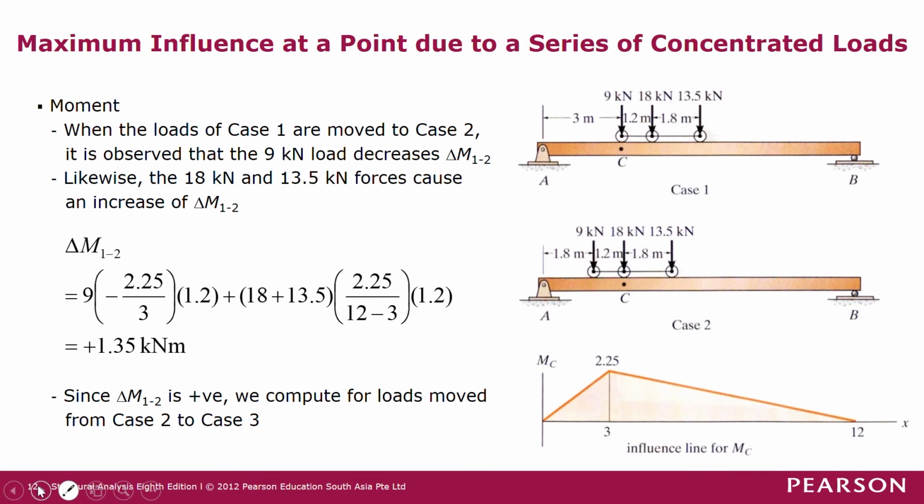so let's see what happens when we move from case 1 to case 2. Case 1 to case 2 means that the force of 9 kilonewton is just to the right of point C, and then it moves past point C and then moves to the left by 1.2 meters.